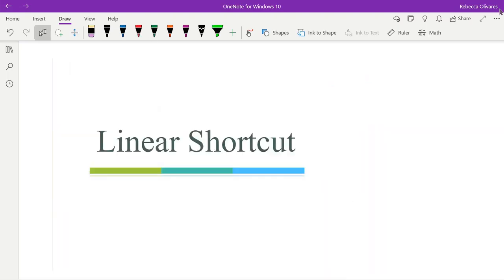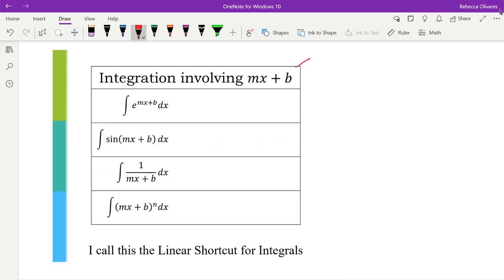What I want to talk about now is something that you don't have to do, but I like it. I call it the linear shortcut. Essentially, some textbooks, not your textbook, will talk separately about integration involving a linear expression mx plus b. These are the situations we would be looking at: e to the mx plus b, sine of mx plus b, 1 over mx plus b, and mx plus b raised to some power. If you recognize that you have one of these situations, then you can do this particular shortcut.